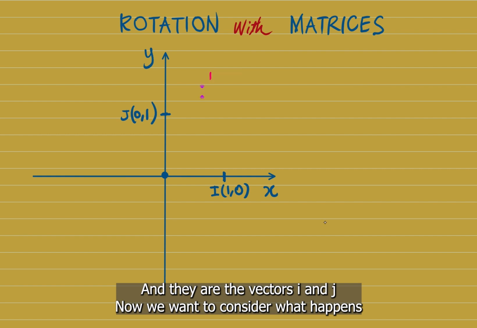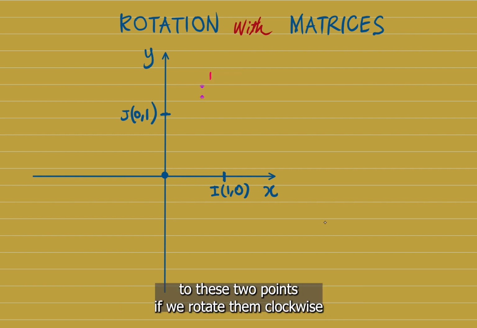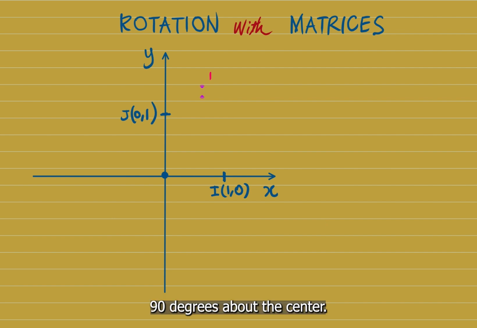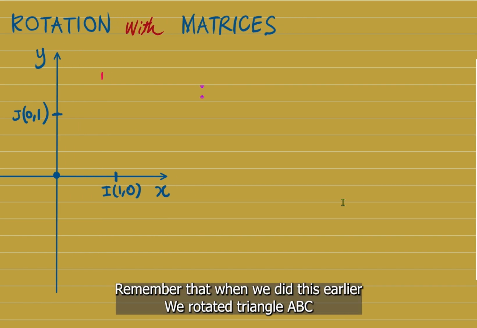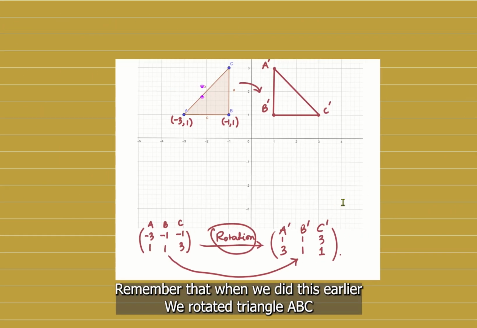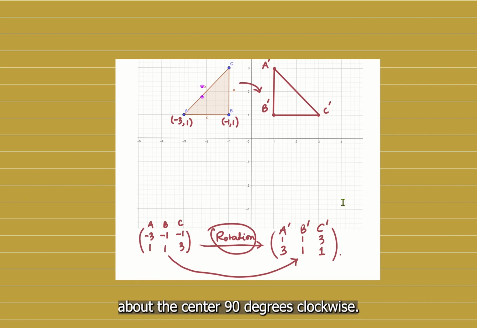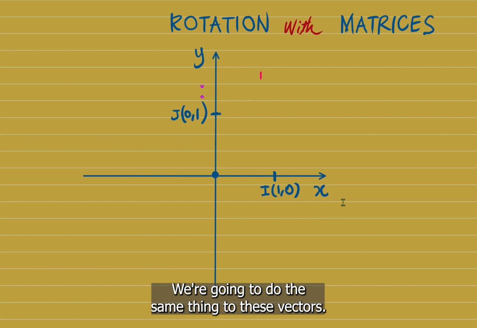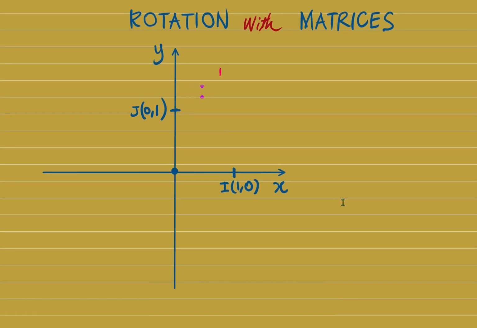Now we want to consider what happens to these 2 points if we rotate them clockwise 90 degrees about the center. Why are we doing that specifically? Remember that when we did this earlier, we rotated triangle ABC about the center 90 degrees clockwise. We're going to do the same thing to these vectors.